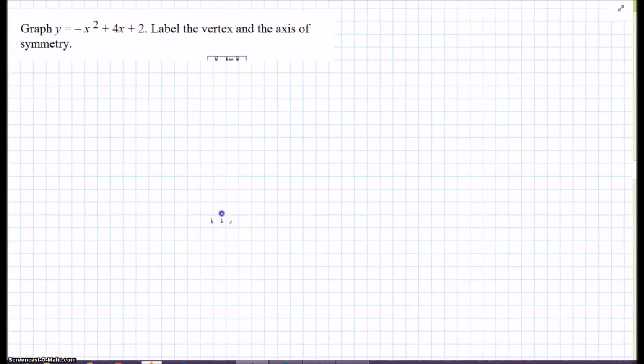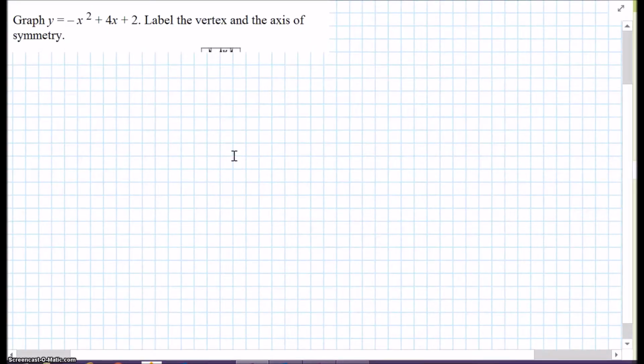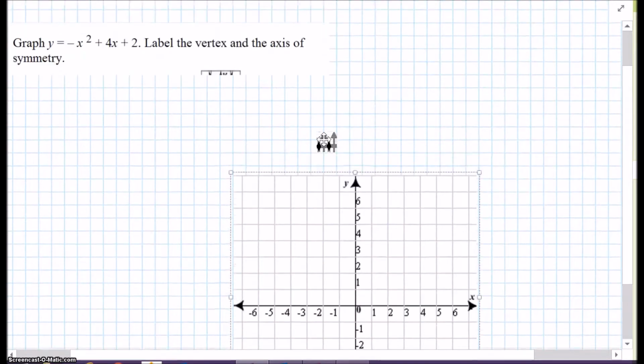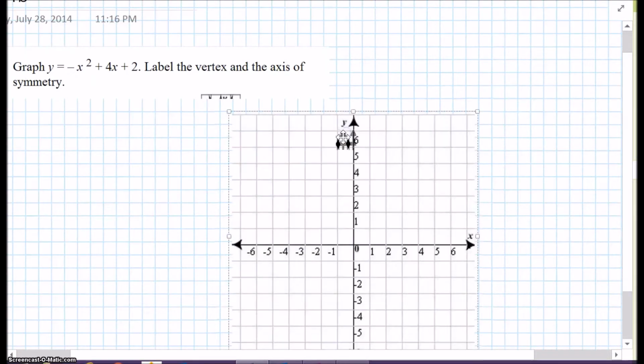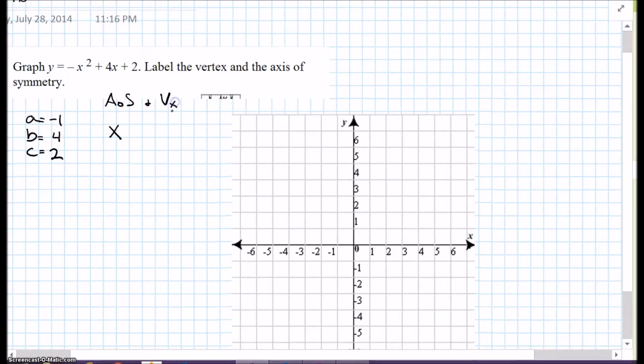So let's work one. All right, graph negative x squared plus 4x plus 2. What I like to do first is label my coefficients. My a coefficient is negative 1, my b coefficient is 4, my c coefficient is 2. To find the axis of symmetry and the x value of the vertex, we go x equals negative b over 2a. So that's going to be negative 4 over 2 times negative 1. So x is going to be positive 2.